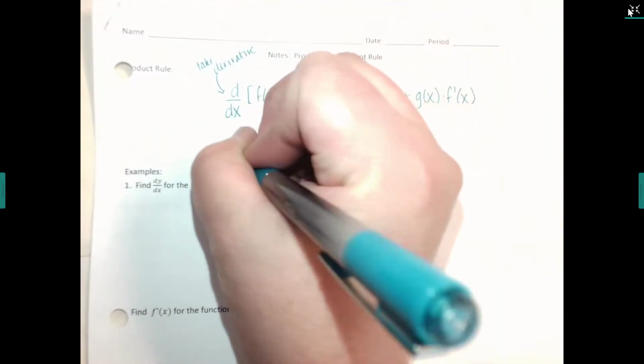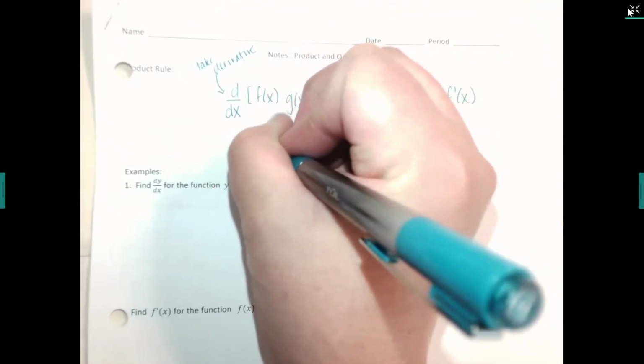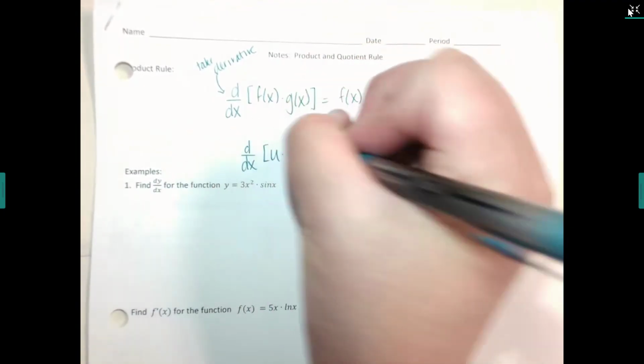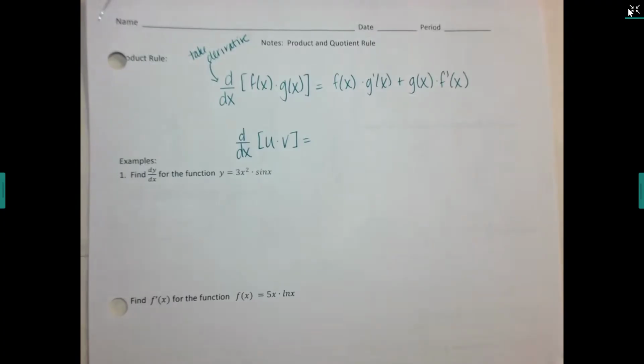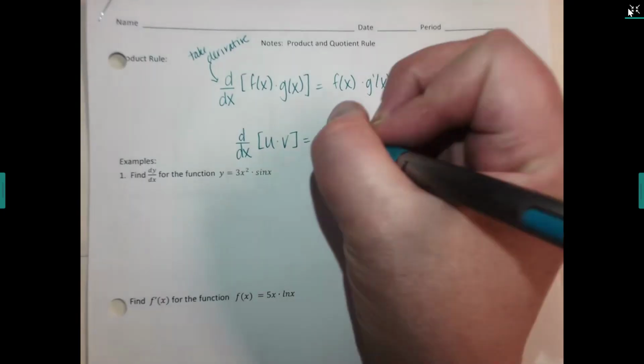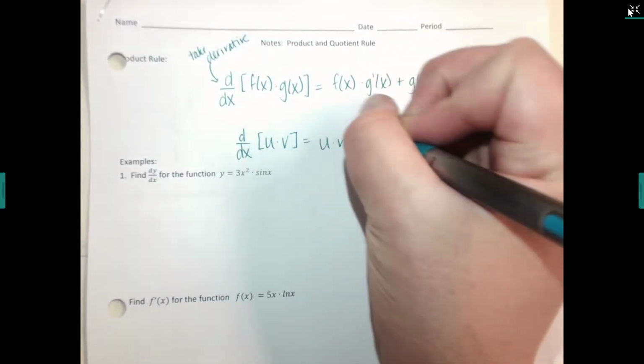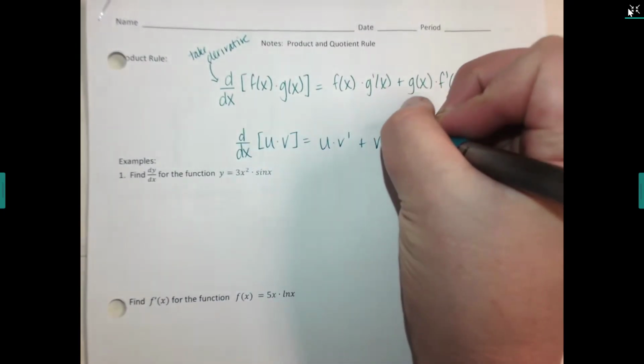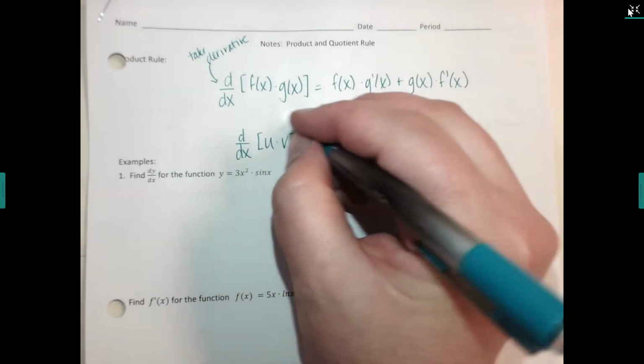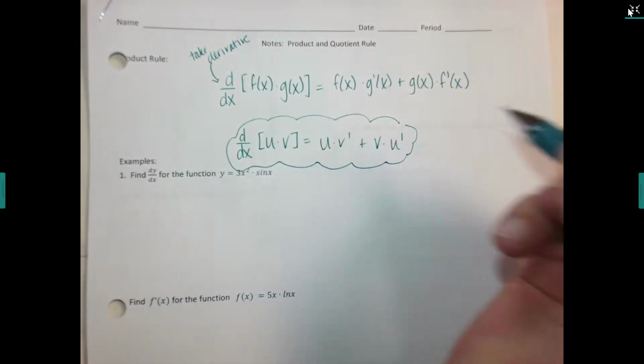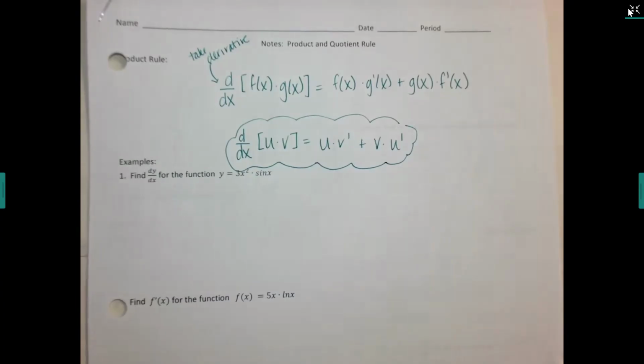So d dx, bless you, u times v. Okay, where u is the first part of the product, v is the second part of the product. And then it's going to be uv prime plus v u prime. Now, technically, these are just different ways of writing the same thing. Okay, and the only reason I'm doing the second one is because it's a little bit shorter.